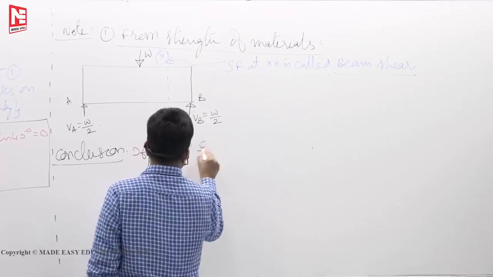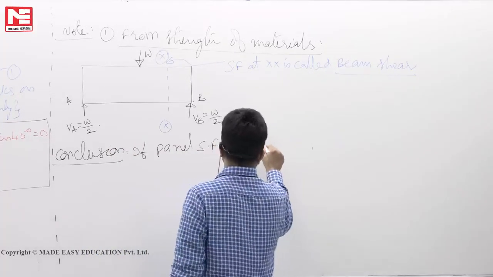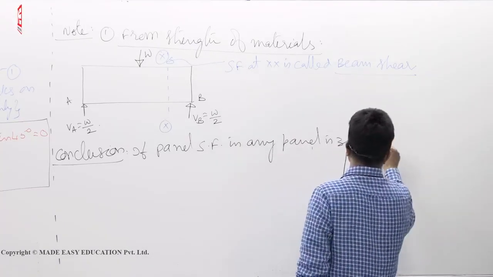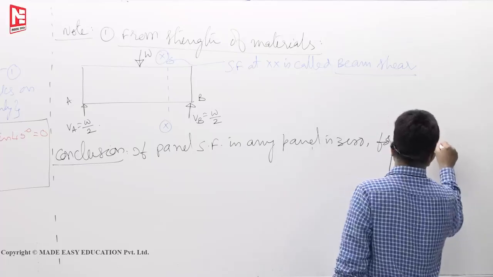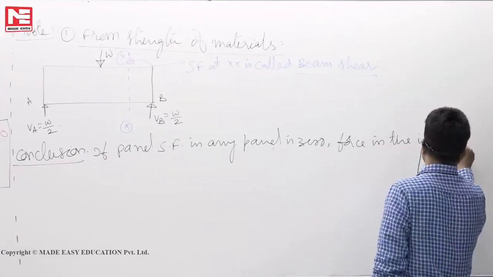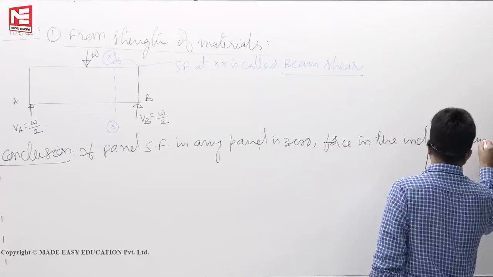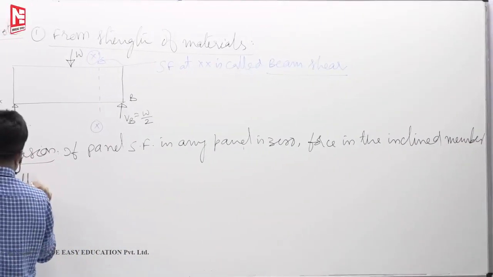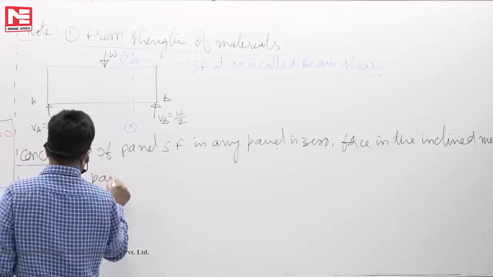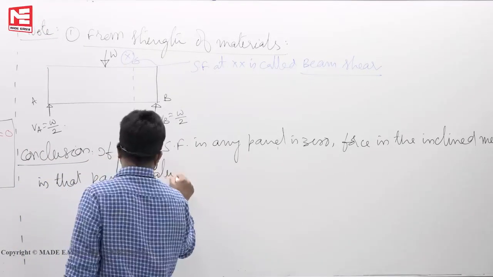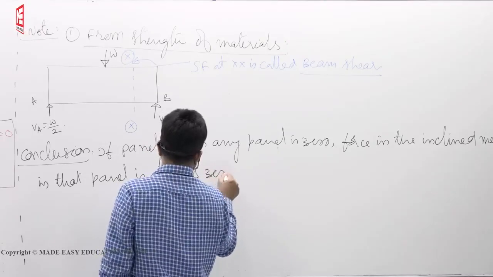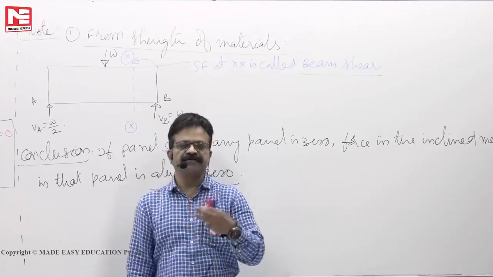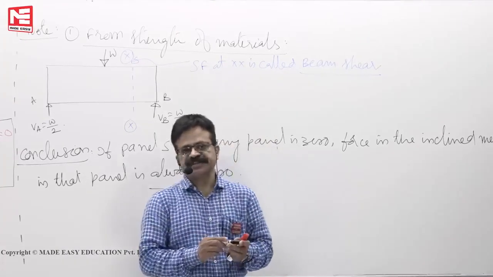If the panel shear force in any panel is 0, the force in the inclined member in that panel is always 0. Now we found three ways of finding 0 forces just by inspection.